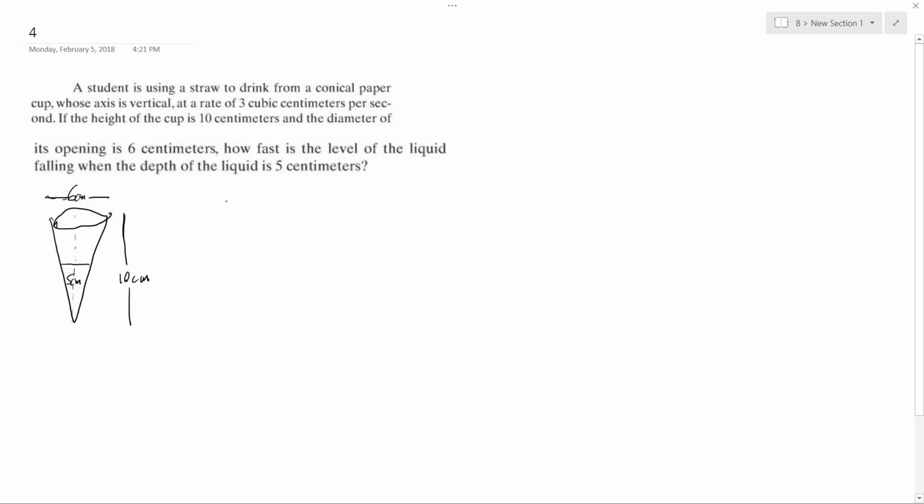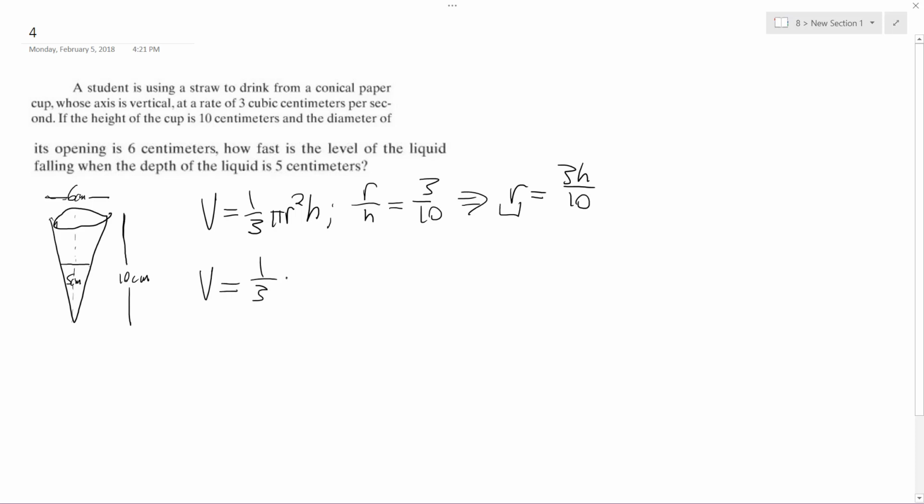So starting at, the general volume is 1/3 pi r squared times h, and then our ratio between the radius and the height is r over h is equal to 3 over 10. And then in this equation, if we solve for r, we multiply both sides by h, and we get radius is equal to 3h divided by 10. So we'll sub this back in for r in the equation here. So v is equal to 1/3 pi (3h over 10) squared times h.